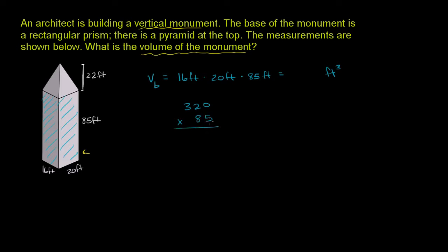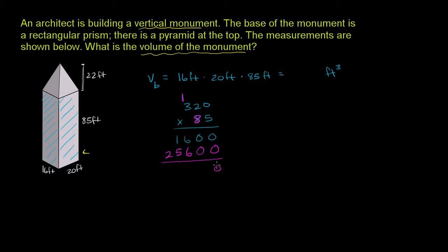Multiply that times 85. 5 times 0 is 0. 5 times 2 is 10. 5 times 3 is 15, plus 1 is 16. Now I have to worry about the 8 right over here. Keep a 0 here because it's really 80. So 8 times 0 is 0. 8 times 2 is 16. 8 times 3 is 24, plus 1 is 25. And then we add them all up.